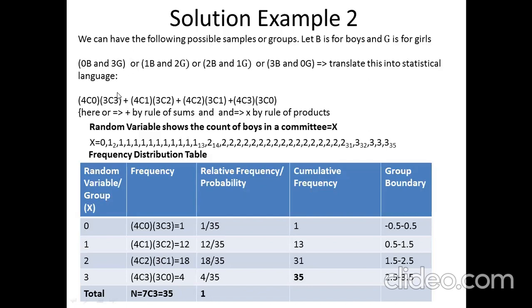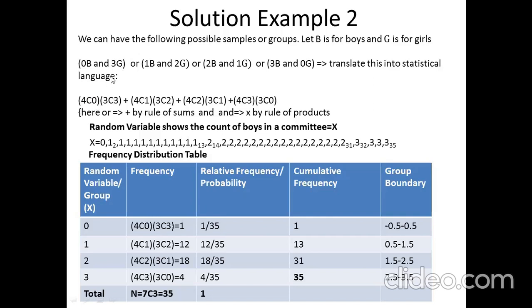If you translate it into a statistical language sentence, 0 boys can be taken from 4 boys in 4C0 ways. C is for combination. Since the order does not matter over here and repetition is not allowed, we have used the combination method. And the "and" would be translated into multiplication by the rule of products, and 3 girls can be taken from 3 girls in 3C3 ways.